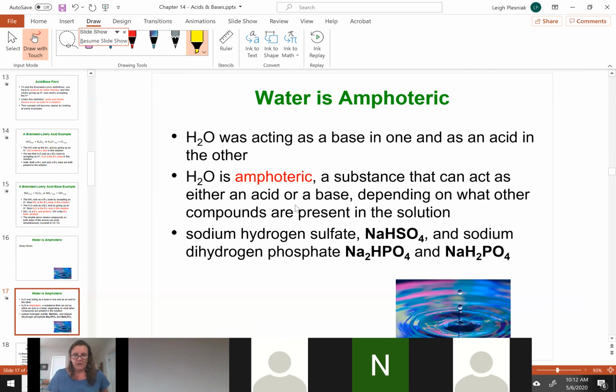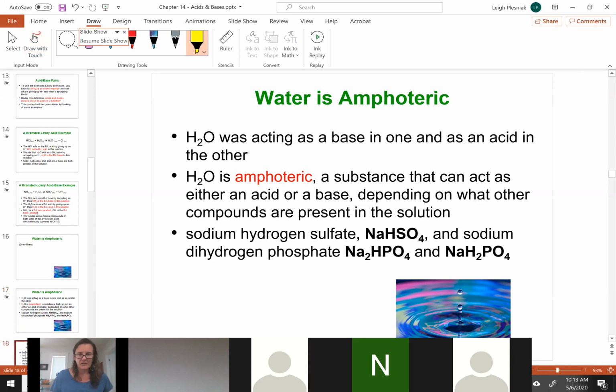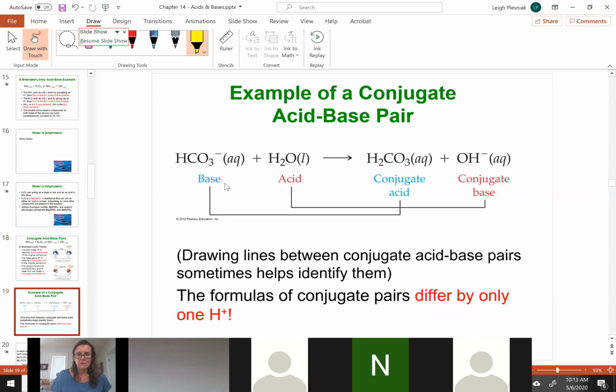Okay, so water is amphoteric, and so are some of these other compounds. Sodium hydrogen sulfate, disodium phosphate, monosodium phosphate, those are amphoteric. I'll get to some examples that we can look at. So here's one with bicarbonate.